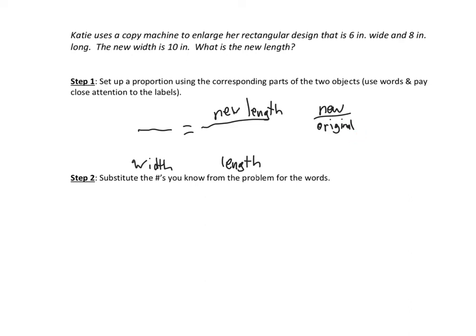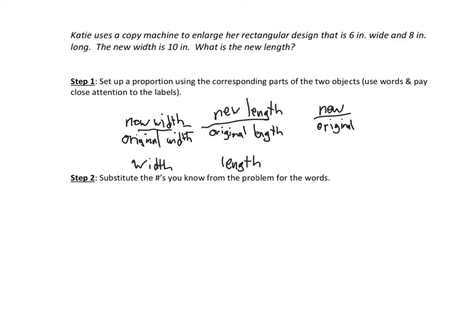Now I can fill in the rest of my labels. Since I have length on the right side, and I have the new length on top, I can put the original length on bottom. And then since the width is on the left side, and I know new is on the top, I can put new width. And the original is on the bottom, so I can put original width. Now I have my labels.